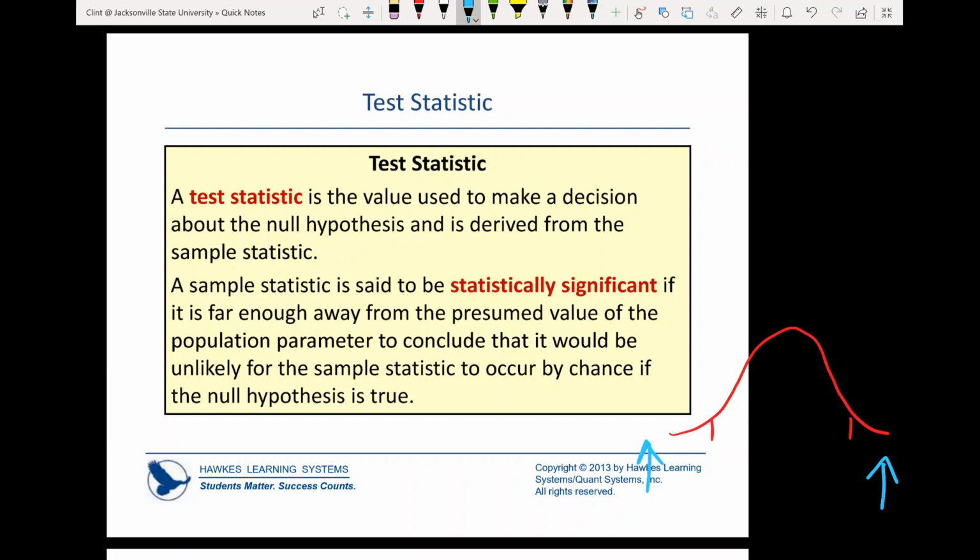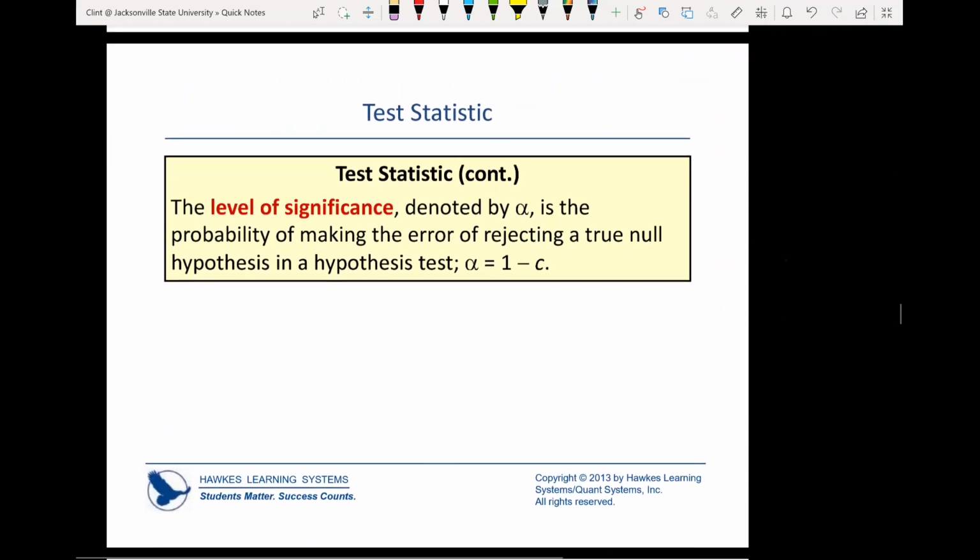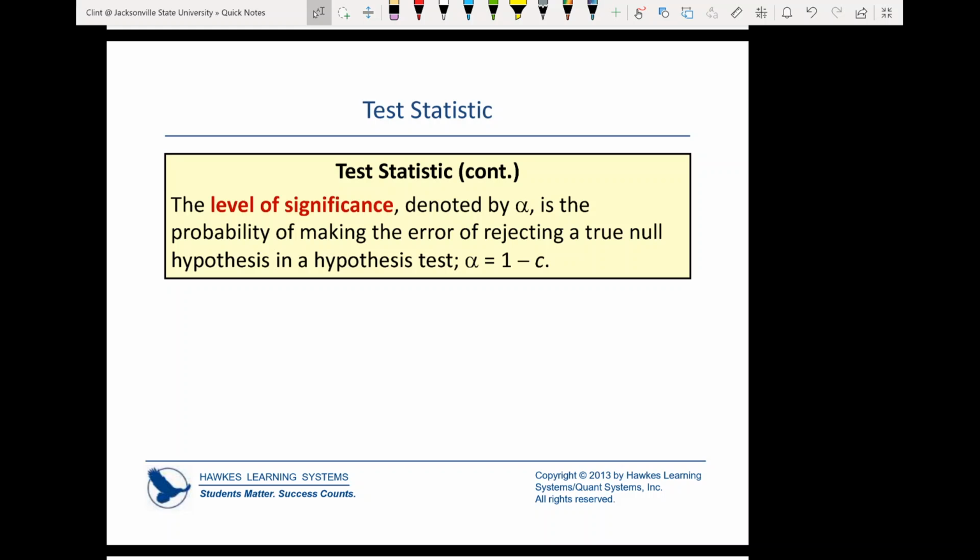Okay, we get a test statistic from some sample data that's out of the range of values we would expect if the null hypothesis is true. So that means we have evidence that maybe the alternative hypothesis is true instead. Remember, they're opposites. Okay, so this level of significance is this thing that we call alpha.